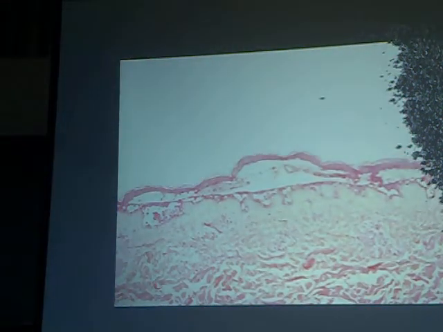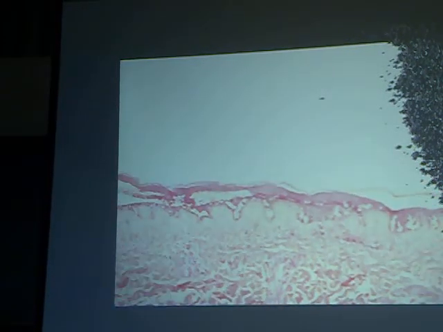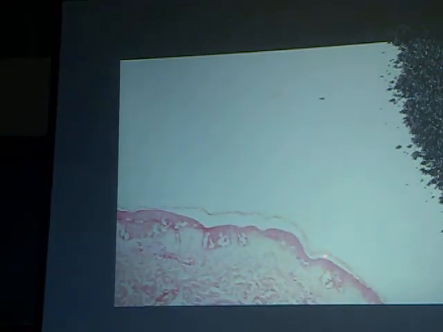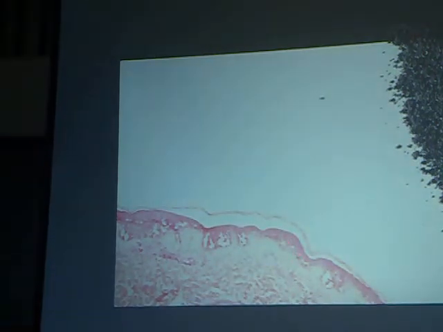So on low power magnification, okay, that is the area of the blister. Okay. So, regular stratified squamous epithelium, keratinized.